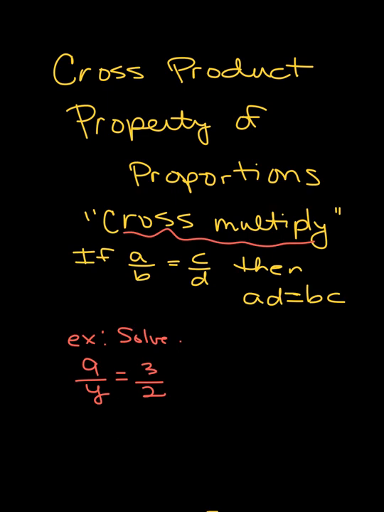And what it says is if I have a fraction, a over b is equal to c over d, so this is a proportion. I have a fraction on either side. Then ad is equal to bc. This is why we call it cross multiplying.